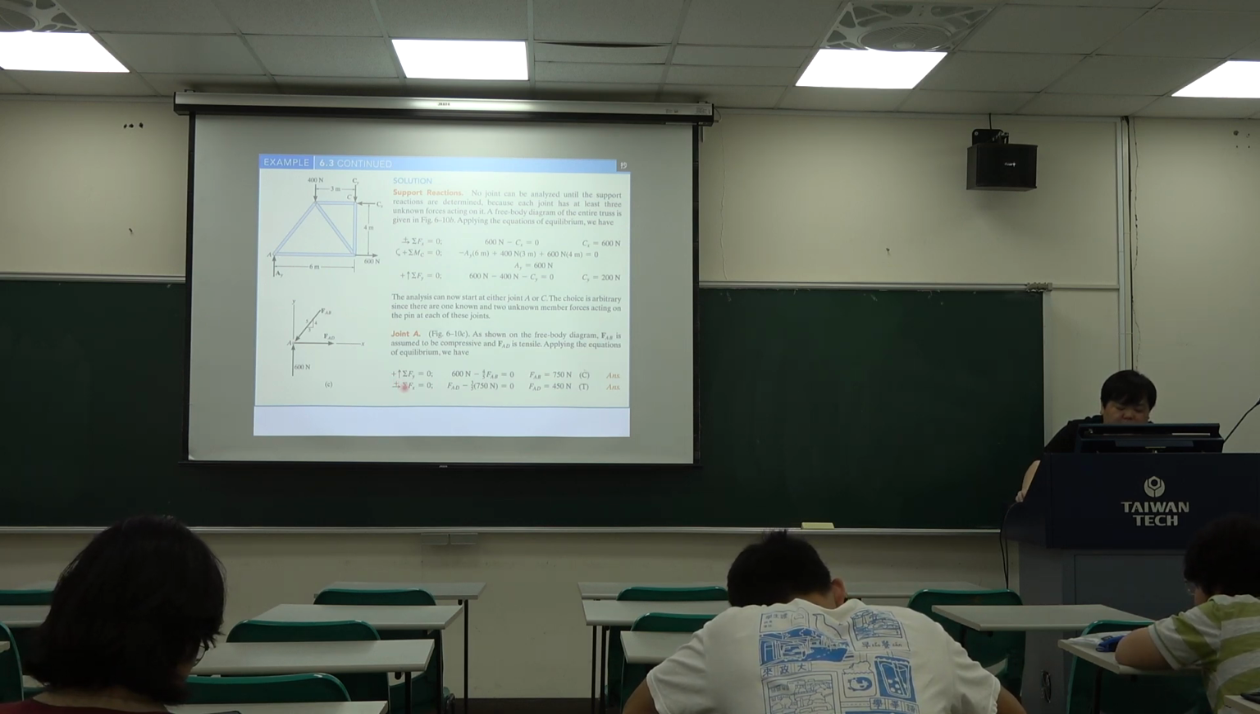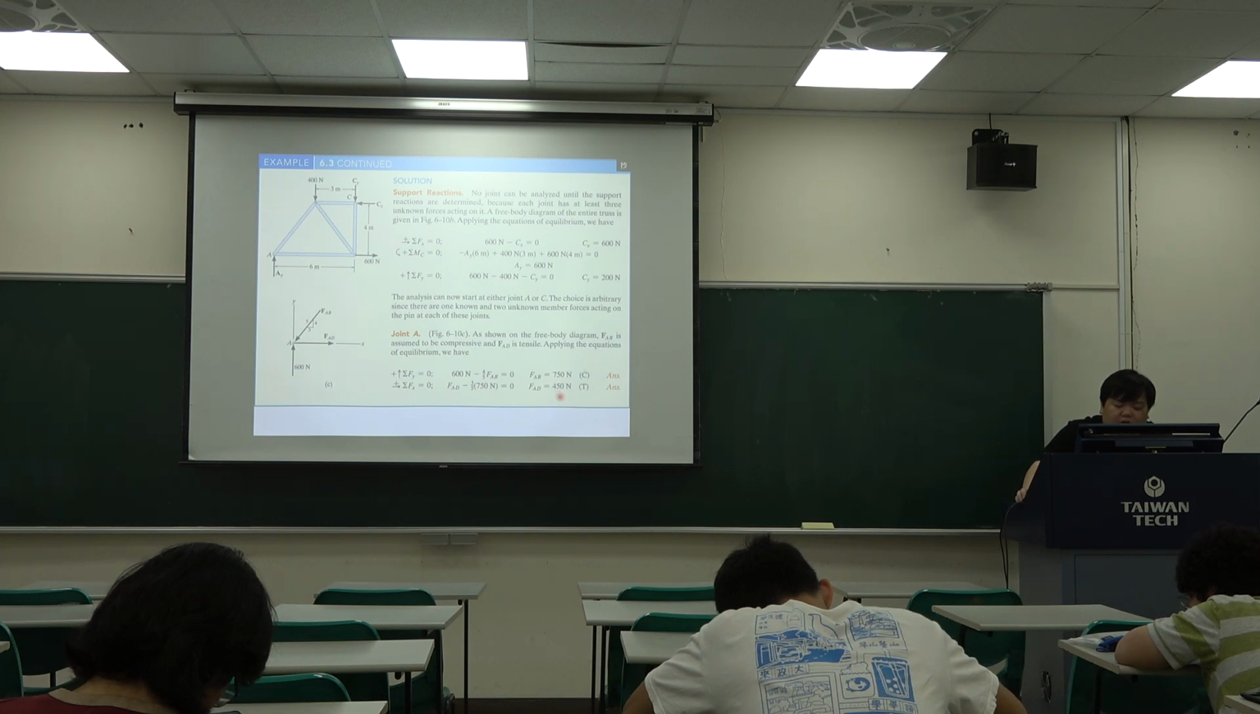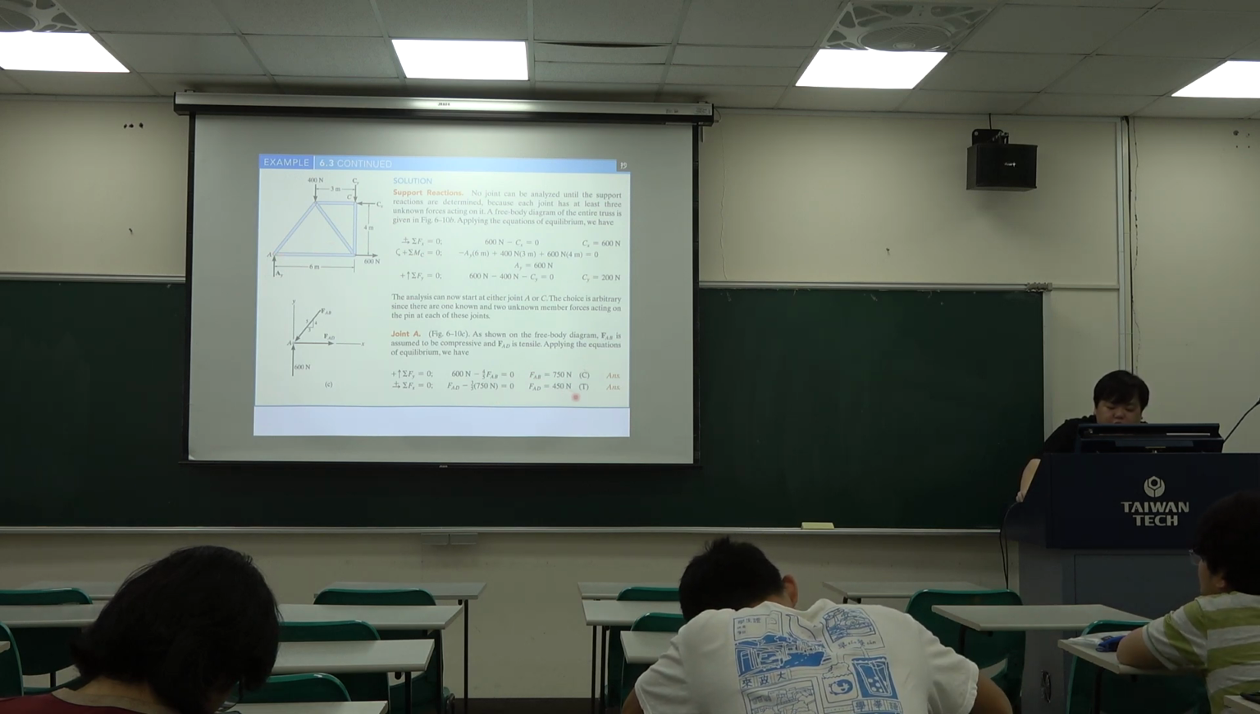And we do the summation Fx equals to 0. So we have this force divided into the x direction force, then plus this force is equal to 0. So FDA is equal to 450 Newton. Because the force direction is like this, the truss may get the internal force from this to this, or from this to this. So the force is tension.